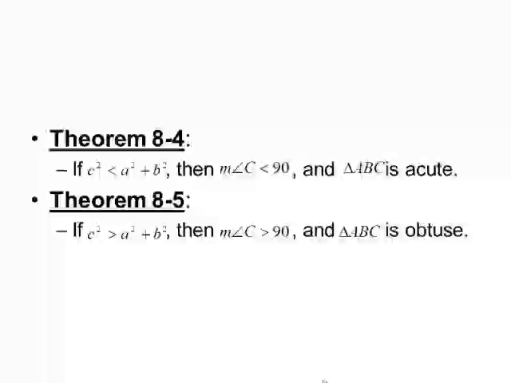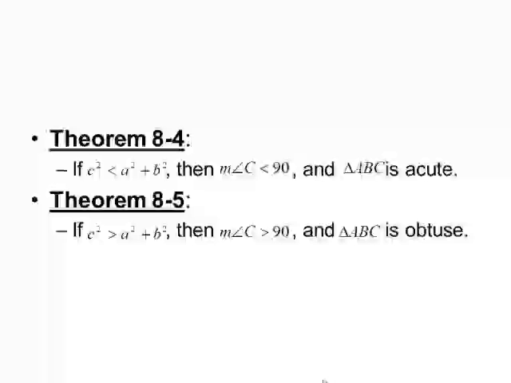Theorems 8.4 and 8.5 say, well, what if c squared doesn't equal a squared plus b squared? We can actually still figure out what kind of triangle it is. If c squared equals a squared plus b squared, it's a right triangle. If c squared, whatever the biggest side is, is smaller than the sum of the other two, that means that side was too small to really be a hypotenuse, which means the angle across from it must have been too small, so we get an acute triangle.